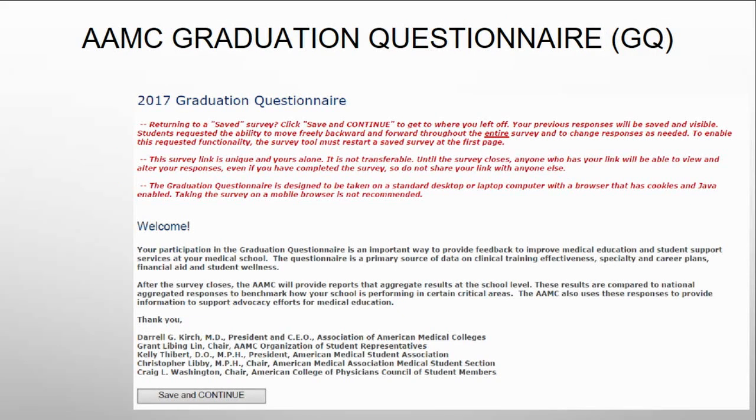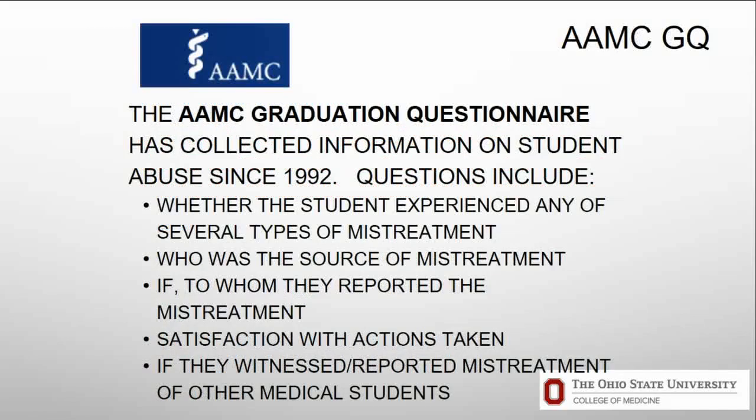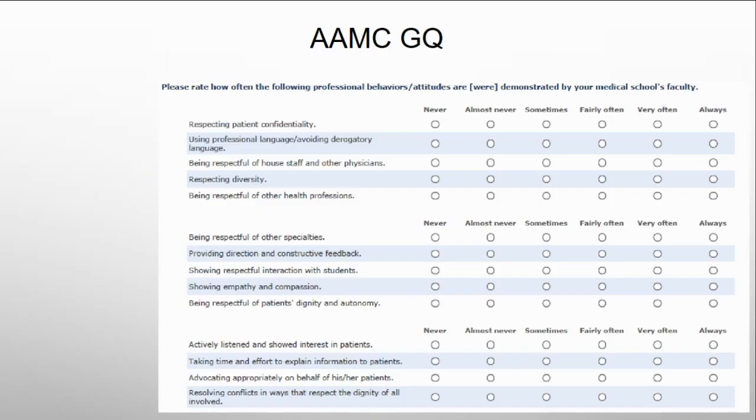Some of the information that your institution's going to get on the learning environment comes from this. This is the AAMC Graduate Questionnaire, or GQ. Your students fill this out when they graduate, and it was started in 1992, and questions include whether they've experienced any of several types of mistreatment, who was the source of the mistreatment, who they reported it to, and what were the actions taken. So the LCME, when they come in, they're going to wonder what your response to the graduate questionnaire was.